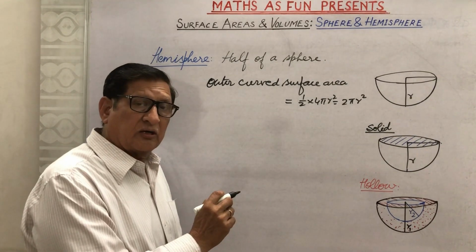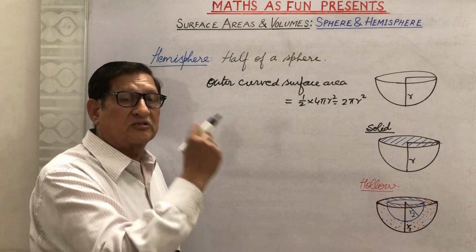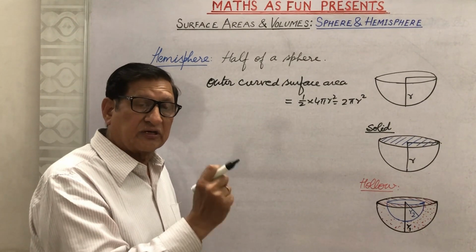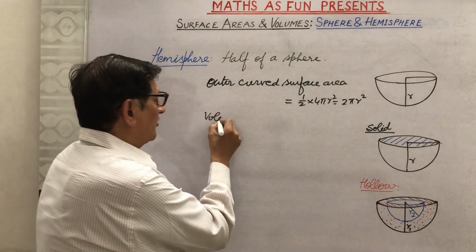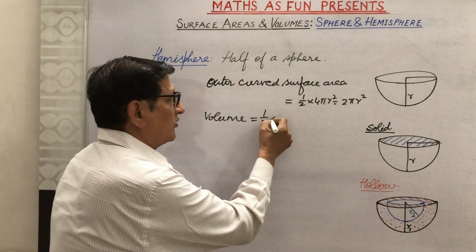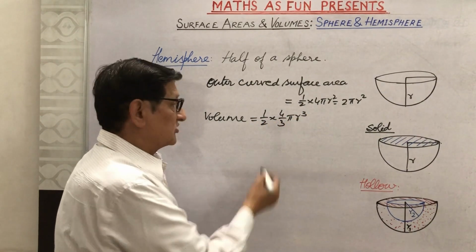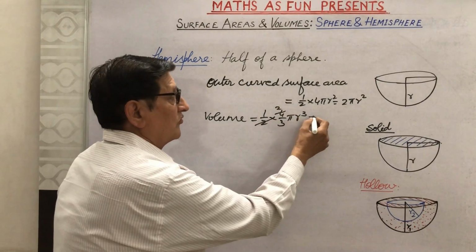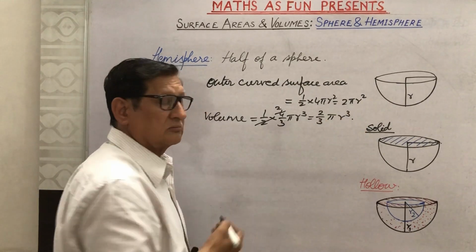The volume of a hemisphere, whether it is solid or hollow, will be always half of the sphere because that is the space occupied. So we can say volume of a hemisphere will be half of 4 by 3 pi r cube. This 2 cancels this. So will it be 2 by 3 pi r cube or not?